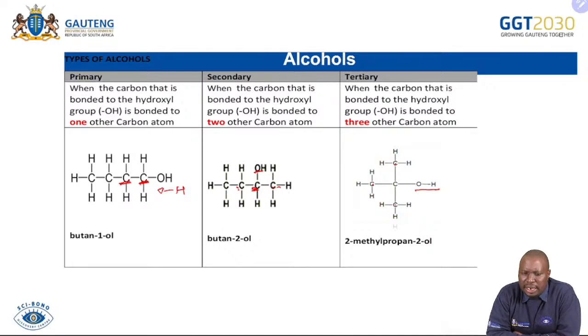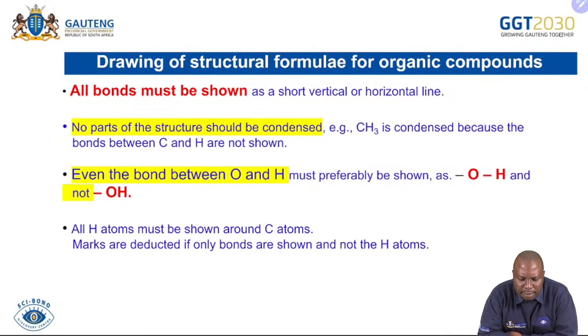I hope you understand that. So we're saying no primary. Primary means the carbon that is bonded to the hydroxyl group is bonded to 1 other carbon. If the carbon that is bonded to the hydroxyl group is bonded to 2 other carbons, we refer to it as secondary alcohol. If the carbon that is bonded to the hydroxyl group is bonded to 3 other carbons, we refer to that as tertiary alcohol. Don't lose these free marks that you will get even in your exam.